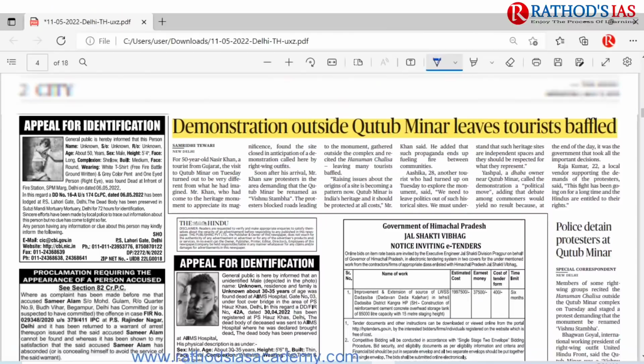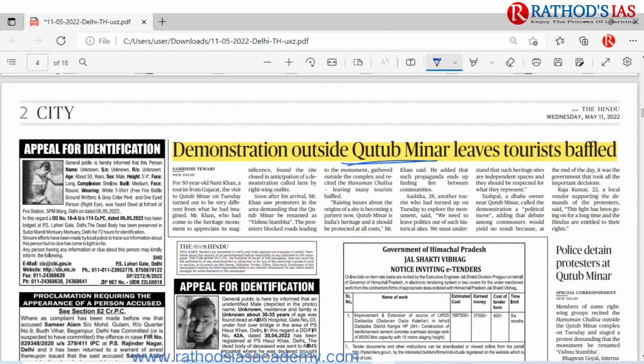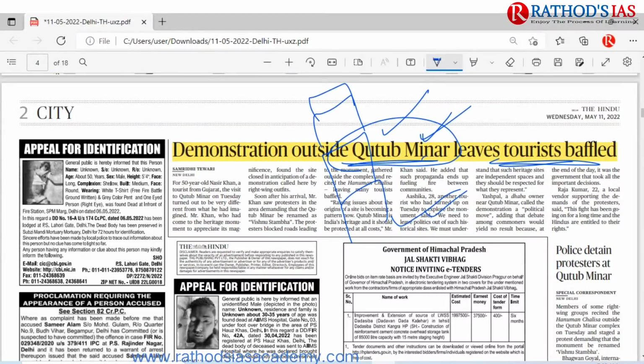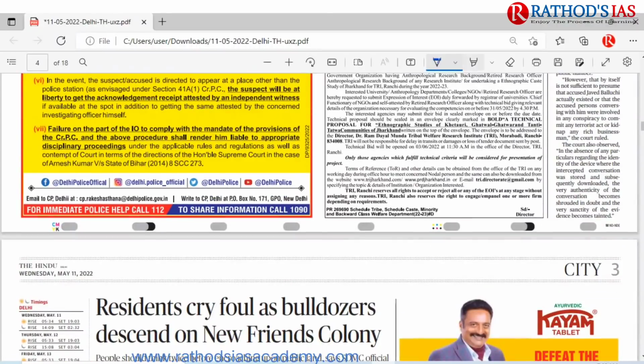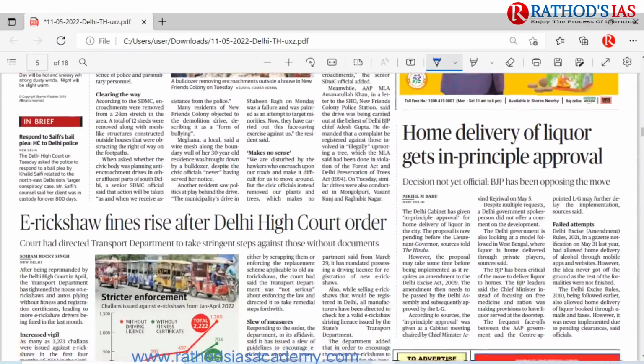I discussed this topic. The next one is "Demonstration outside Qutub Minar leaves tourists bluffed." Here in this context, you need to know the architecture of the Qutub Minar, such as who built which storey. This is also a very important question from the Qutub Minar, important from your art and culture point of view. And if you move to the city page, I found nothing much important.